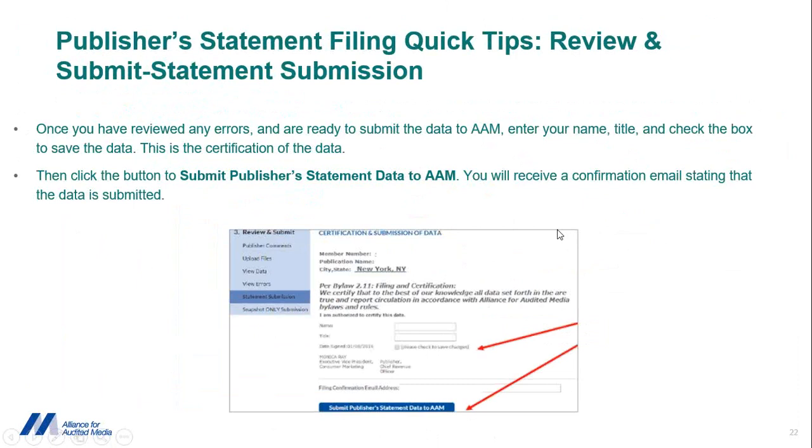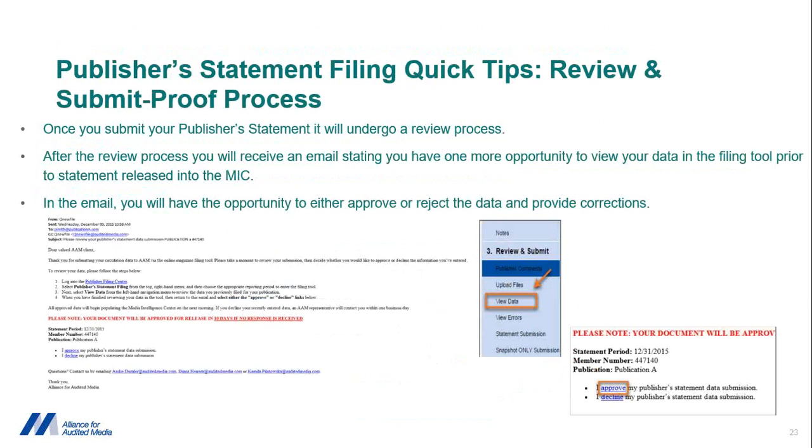Then you're in the final stretch here. You're getting ready to submit. So what you need to do is put in your name and title, and right below the title is going to be a box you're going to want to check. That's your electronic signature. And then there's that submit button. Once you submit your information, you will receive an email saying successfully submitted.